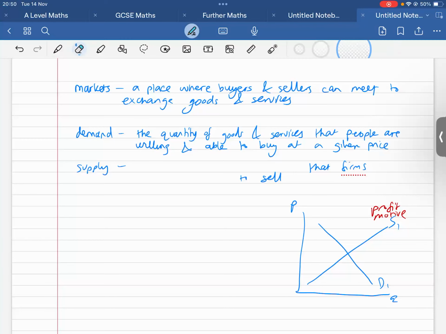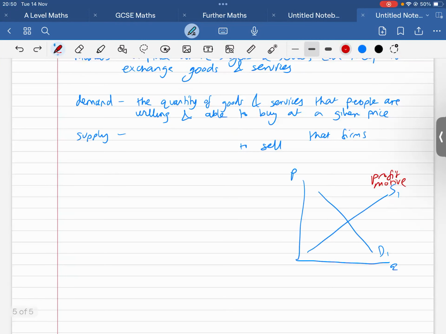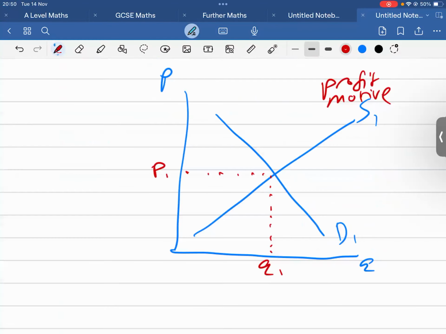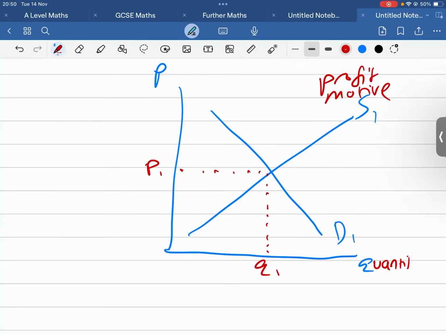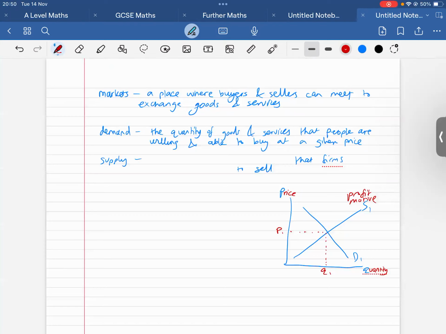Let's talk about shifts. You know, with the graph, you know the label for the x-axis. What would that be again? Is that aggregate? The x-axis is quantity. And the y-axis is price. Aggregate is only in macro, but let's ignore that for now.